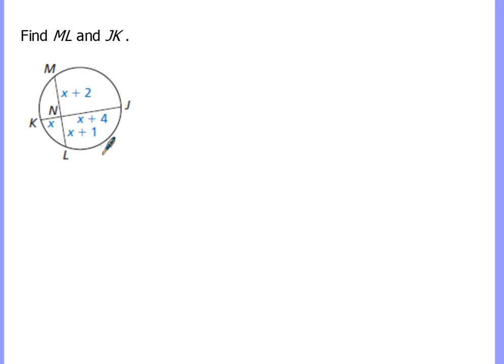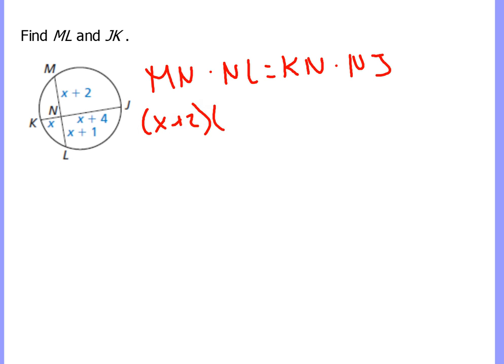Two chords are intersecting, so right now I have MN times NL equaling KN times NJ. That's our segments of chords theorem. MN is x plus 2. NL is x plus 1. KN is x, and NJ is x plus 4. The goal is to find ML and JK.